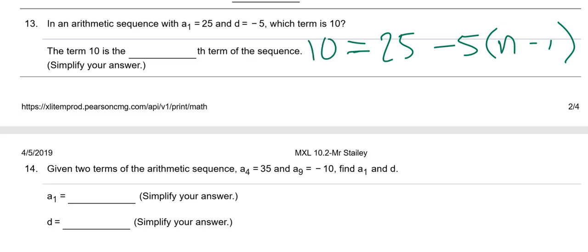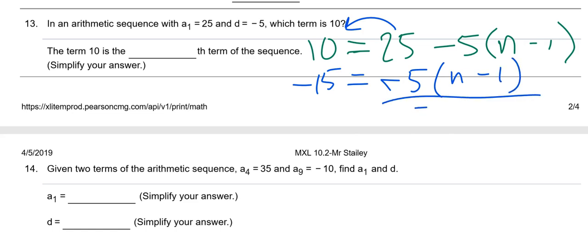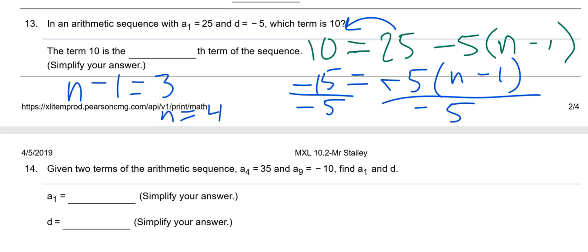The 10 is the actual value of the term. So they want me to go backwards. So if I push this to the other side, that'd be -15 equals -5 times n minus 1. Divide out the -5. N minus 1 equals 3. So if you add 1, that makes n equal to 4. So that one, they gave me the term. They just didn't know which order it was in.